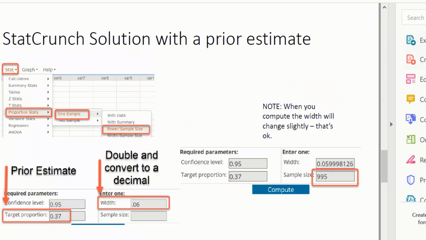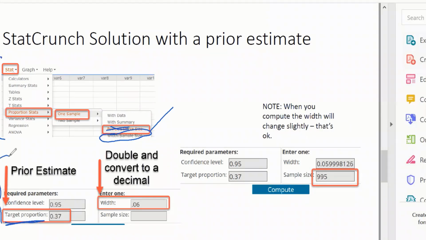So we're going to start with the one with a prior estimate. For both of them, we're going to use StatCrunch and use proportion stats, one sample, with sample size. Okay, so our prior estimate goes in where it says target proportion.